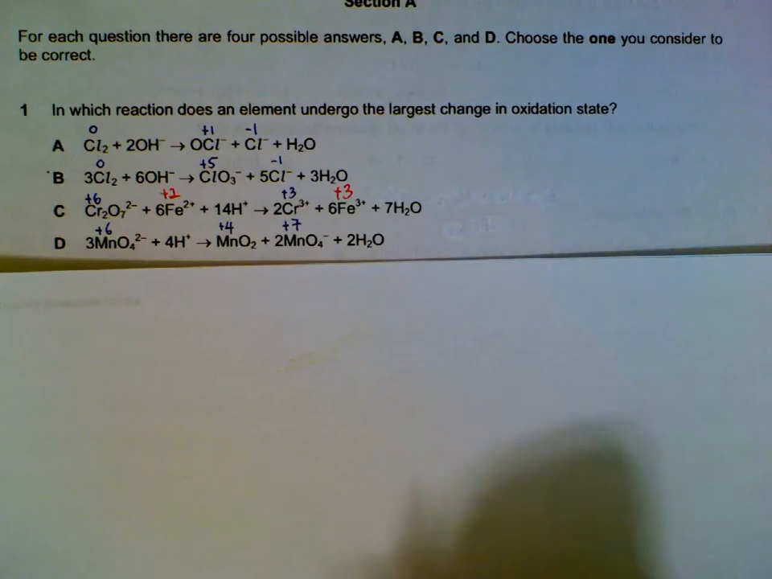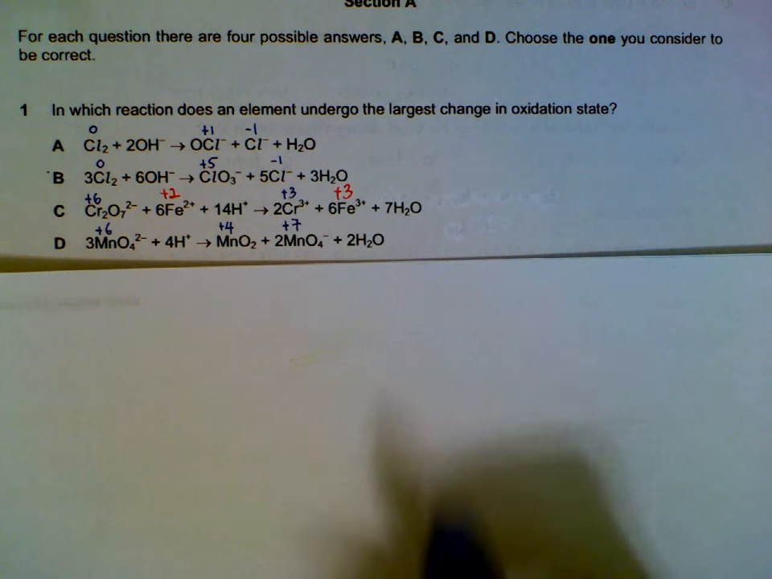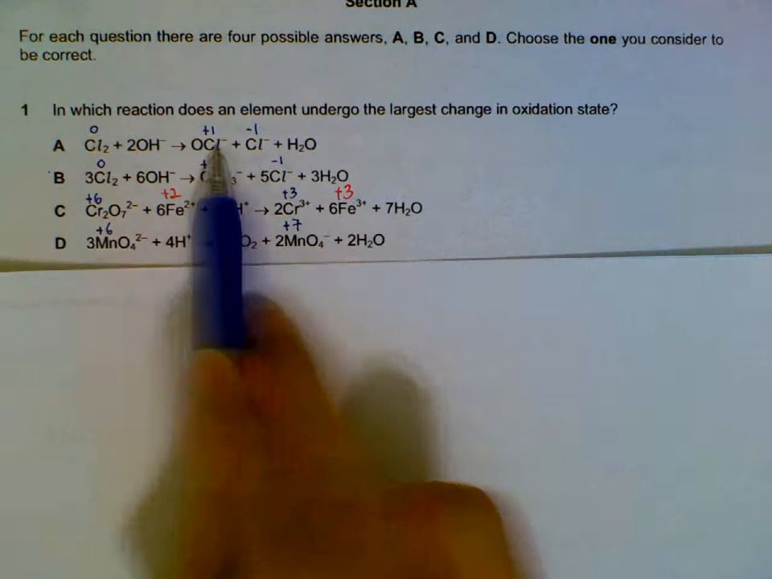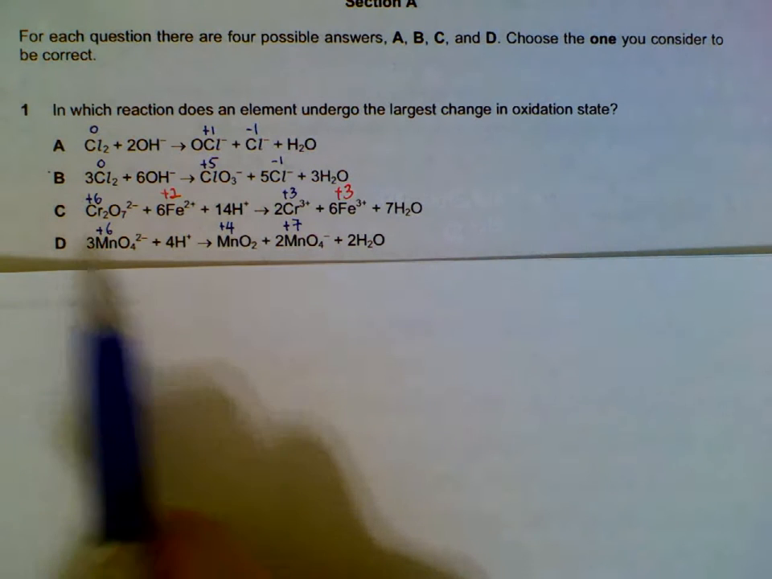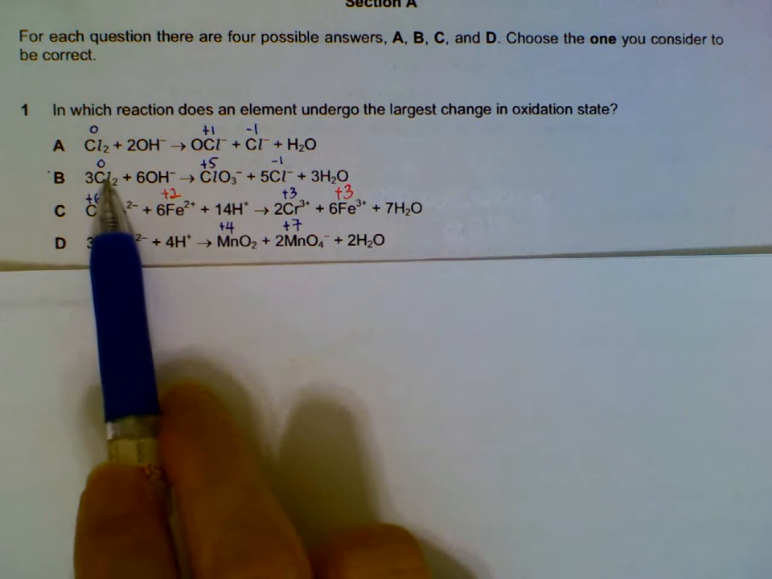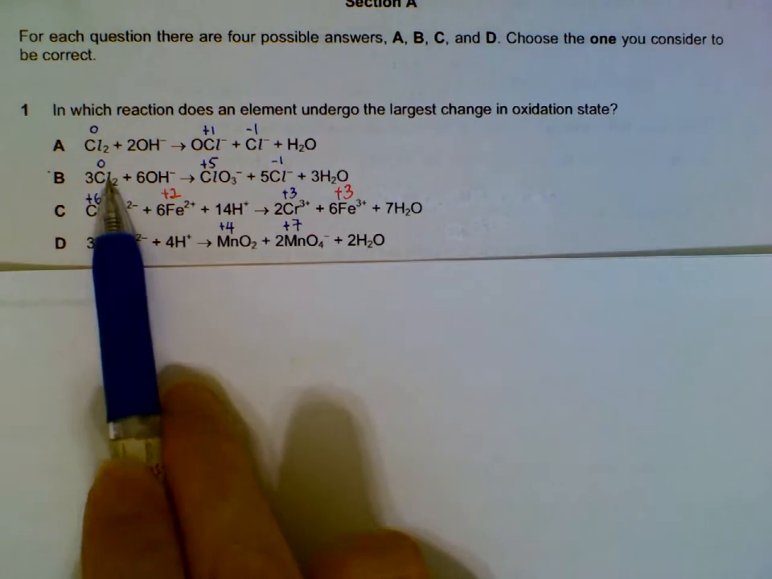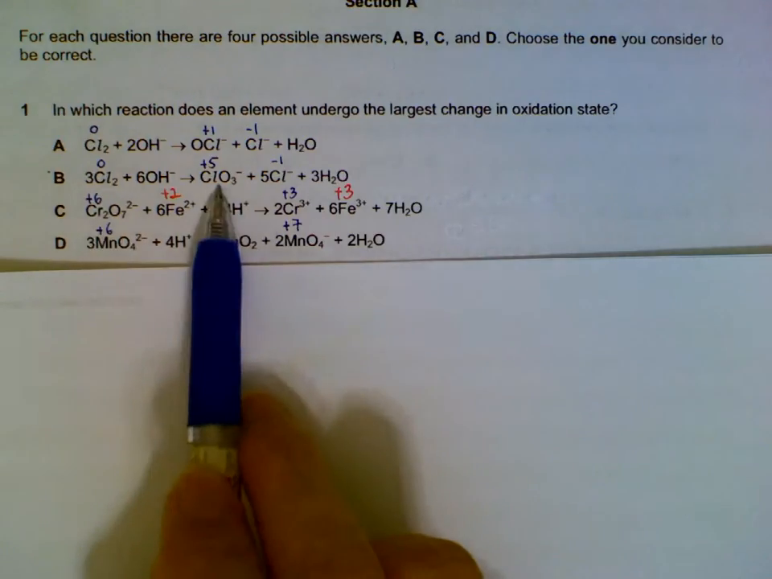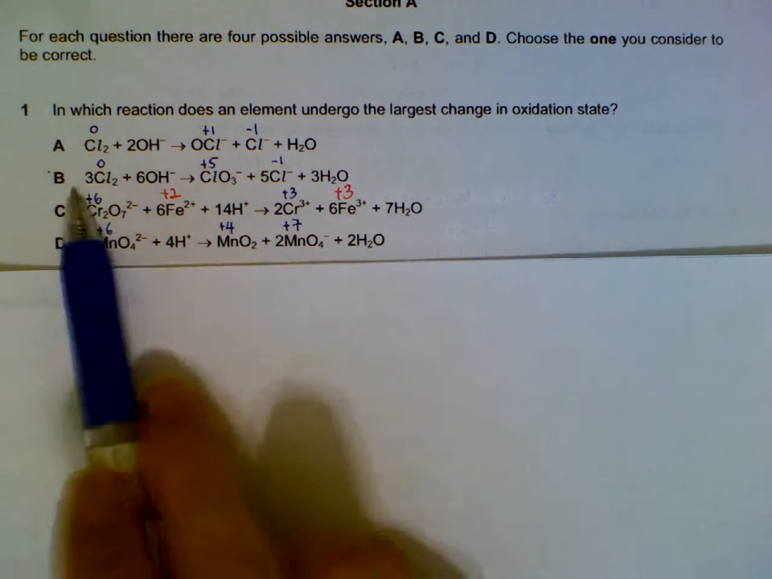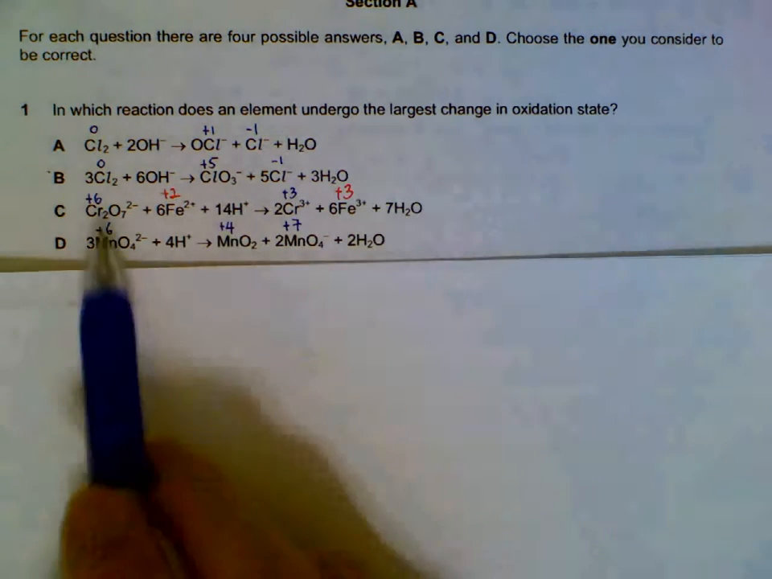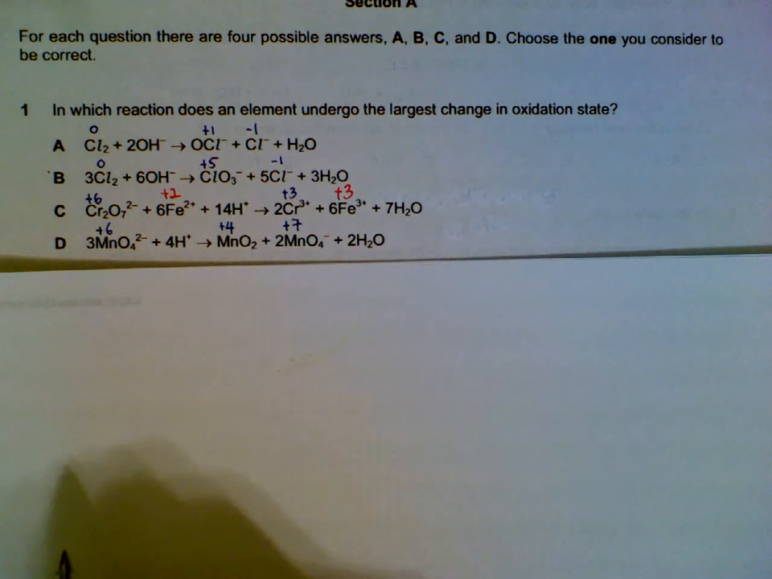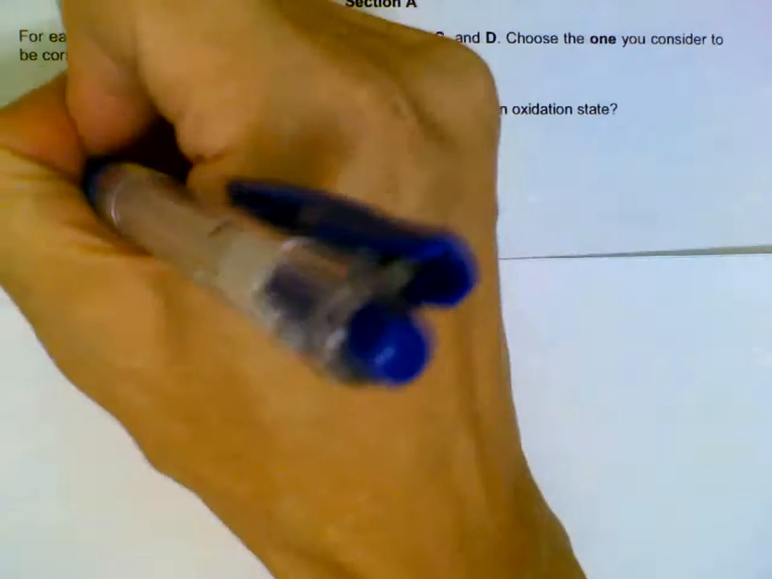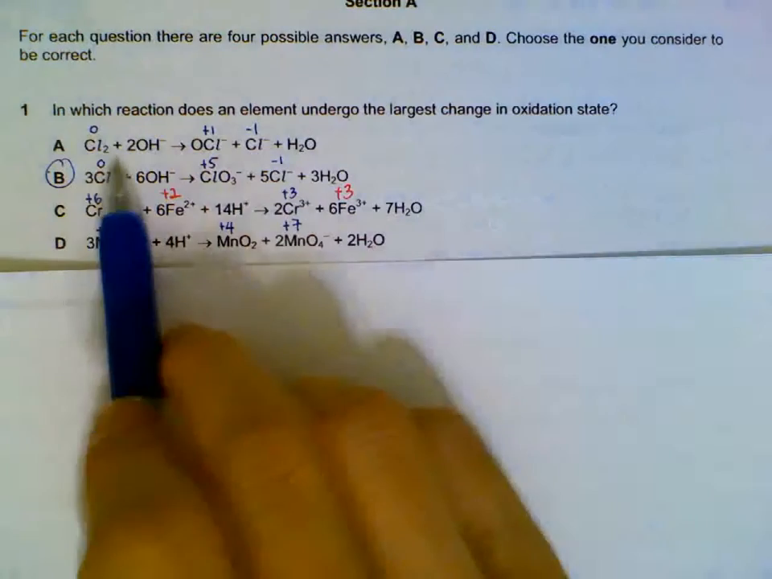Number 1, the element with the largest change in oxidation state. So we've listed out some of the oxidation states, and if we do a comparison, we can see that for option B, chlorine has actually changed by 5 units when it goes from 0 to +5. So this is the largest change we can have for all the other options, if you have listed out all your oxidation numbers correctly. Okay, change of 5 units.